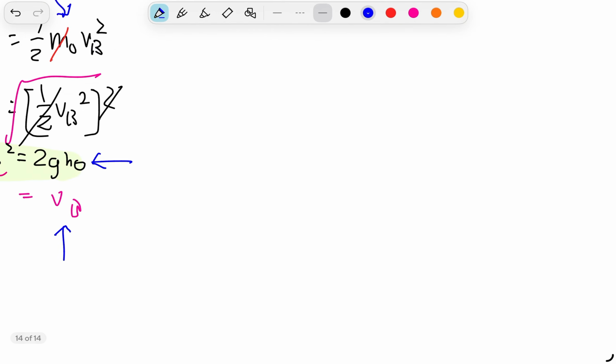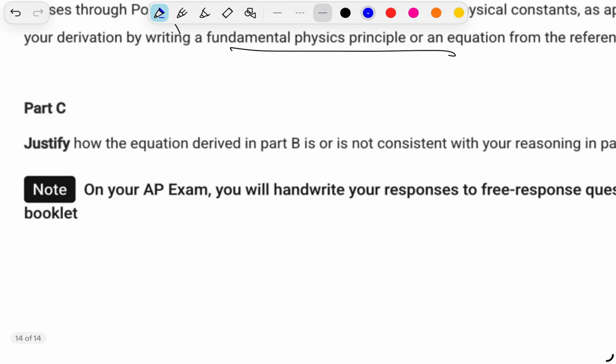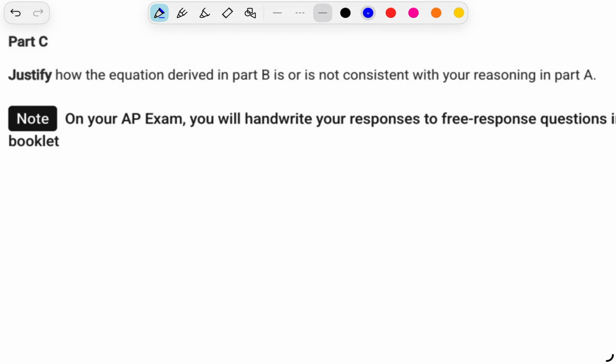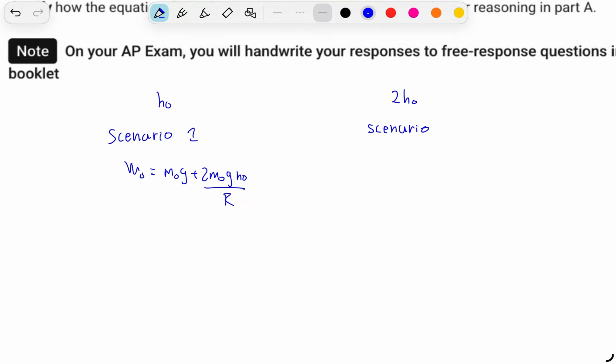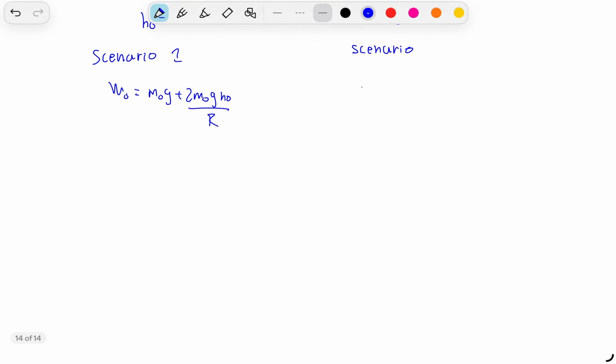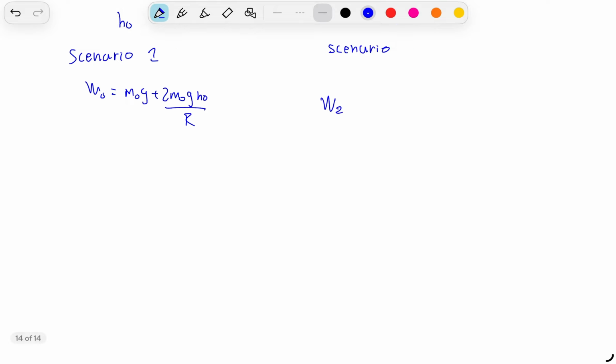Now, for part C, we are asked to justify how the equation derived in part B is consistent or not consistent with your reasoning in part A. So when you have our scenario 1, we have our weight initial is equal to m initial g plus 2 m initial g h initial over r. So then scenario 2, the only thing that changed was that your height was doubled, so you had 2h initial as compared to h initial here. So then you have your exact same equation basically.